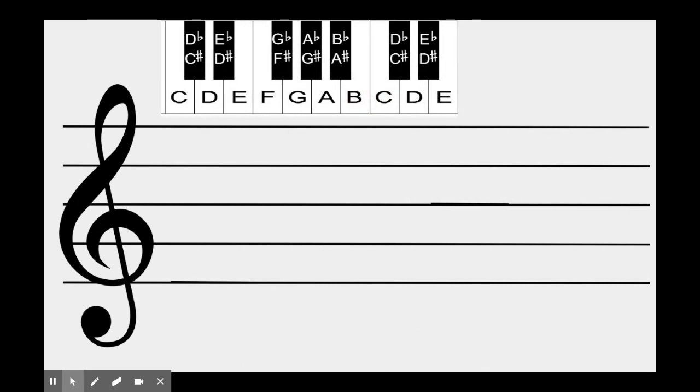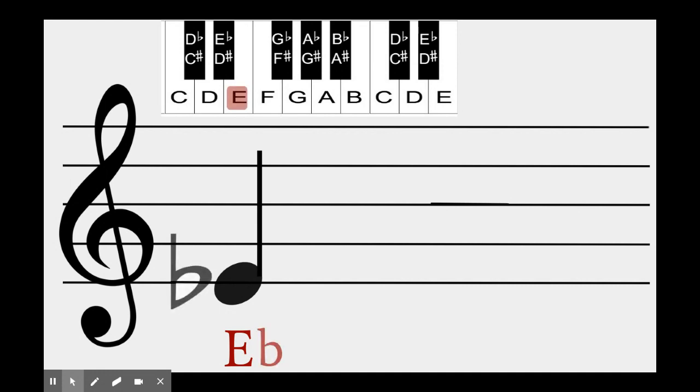All right, let's talk a little bit about flats. If I had a note on this line on the staff, it would be E. And if I put a flat in front of it, it would become E flat. Remember what we said about flats. They go down by half step. The note gets lowered by half step. So if my note was on an E, and I added a flat in front of it, I would lower it by a half step.